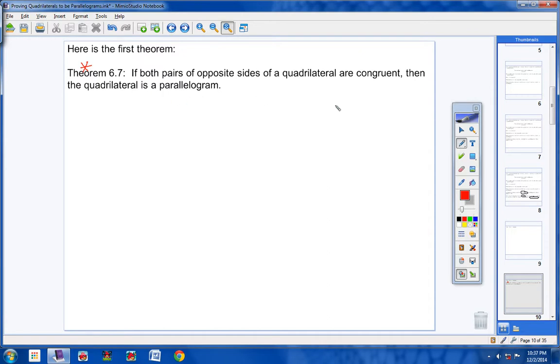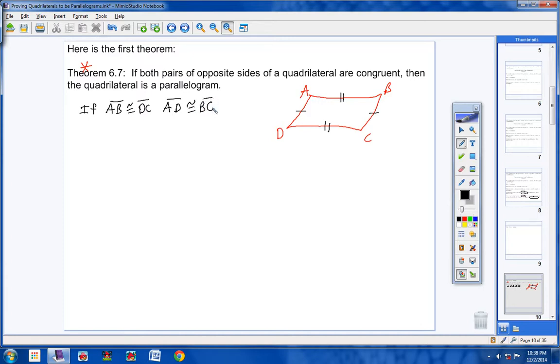Okay? Now copy this down, please. And then copy this down over here. Okay, here we go. Put a mark here, put a mark here, put 2 marks here, put 2 marks here. Okay, if AB is congruent to DC and AD is congruent to BC. If that happens, then we know for sure that ABCD is a what?